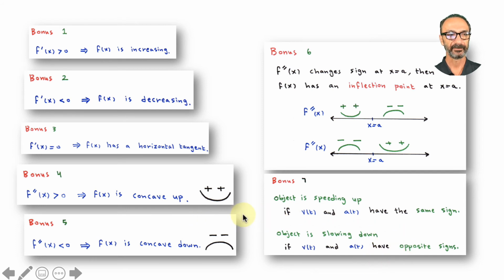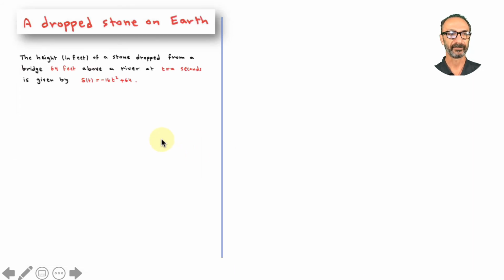Let's take an example. A dropped stone on earth. The height in feet of a stone dropped from a bridge 64 feet above a river at t equals 0 seconds is given by s of t equals minus 16 t squared plus 64. Notice this is a parabola upside down because of the negative leading coefficient, and it makes sense. I'm going to support it with the graph. Find the velocity of the stone and its speed when it hits the ground, or the water, I mean. Because we're not throwing from a building to the ground, we're throwing it from a bridge to the river.